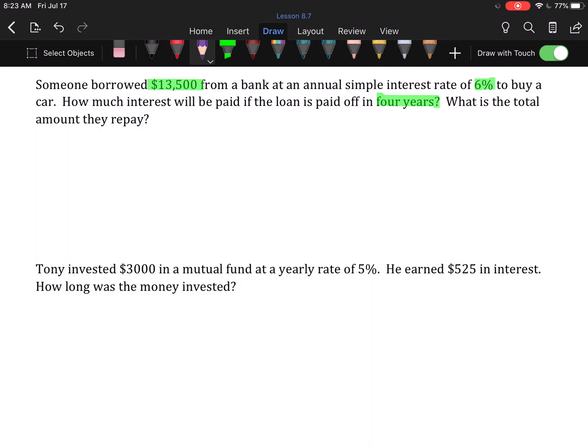How much interest? So interest is capital I. To calculate interest, we do the principal, which is the amount borrowed, the $13,500, times the interest rate in its decimal form, so 6% is going to be 0.06, times the length of time, 4 years. That is in years, so that can stay as a 4. To calculate the interest, you just literally take these three numbers, 13,500 times 0.06 times 4. That is an even $3,240.